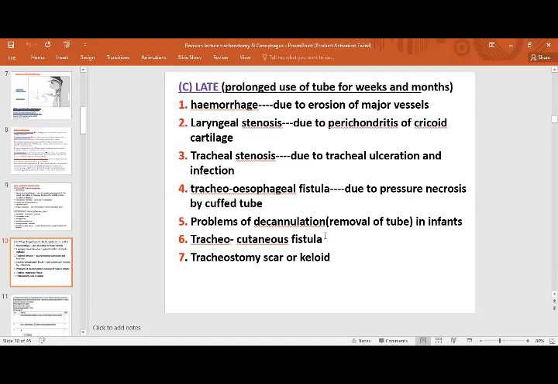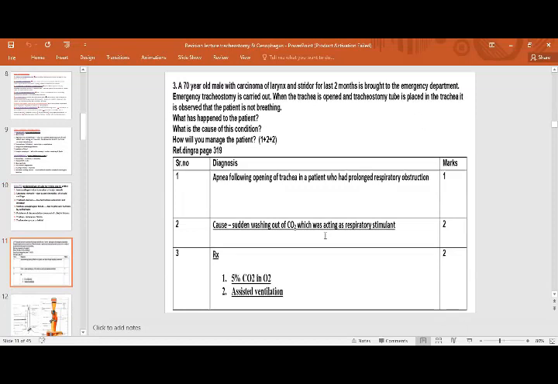Late complications: again hemorrhage, but in this case due to major vessels, and laryngeal stenosis, tracheal stenosis, and tracheoesophageal fistula, which can occur due to pressure necrosis by the cuff. So we need to continuously deflate and inflate the tube. And problems of decannulation, tracheocutaneous fistula, and tracheostomy scar occur. So please do learn these complications and give some time to them, because scenario type questions can come out of these complications. It's one example I'm giving you.